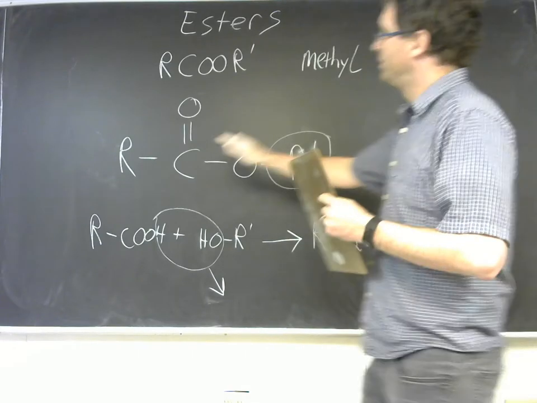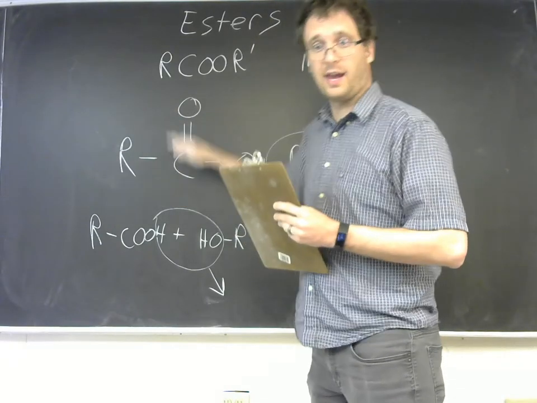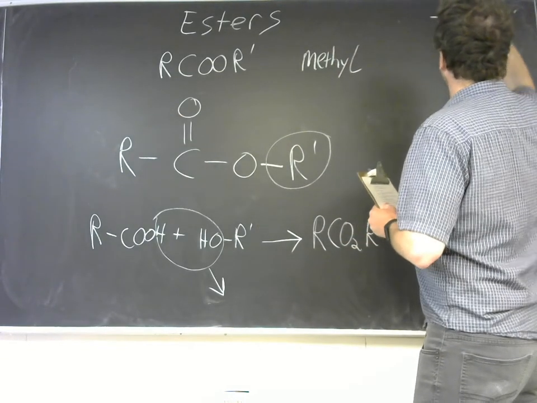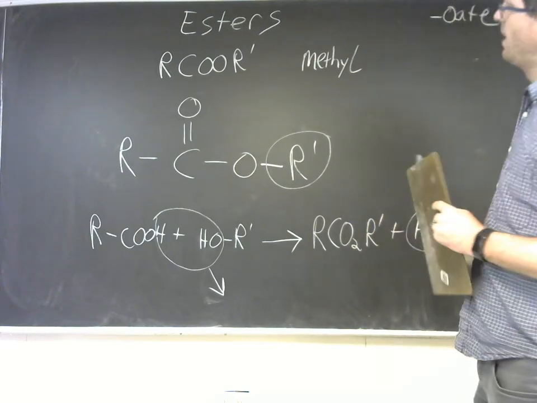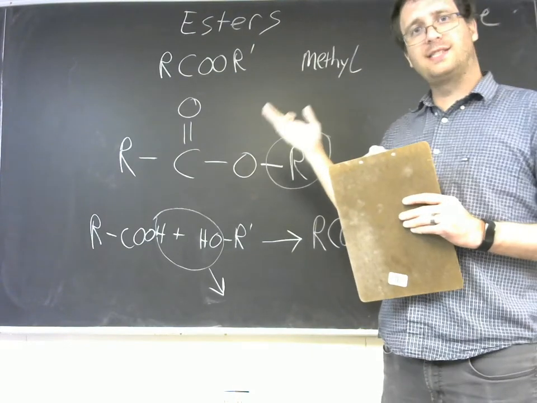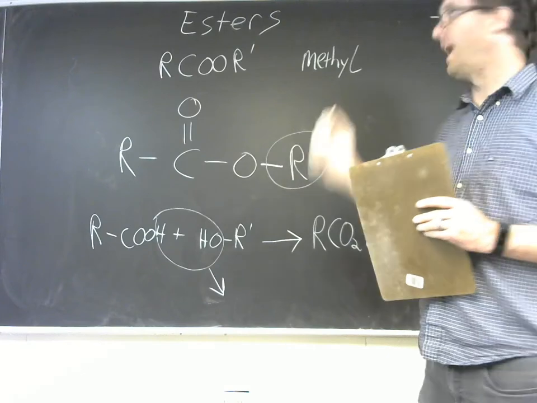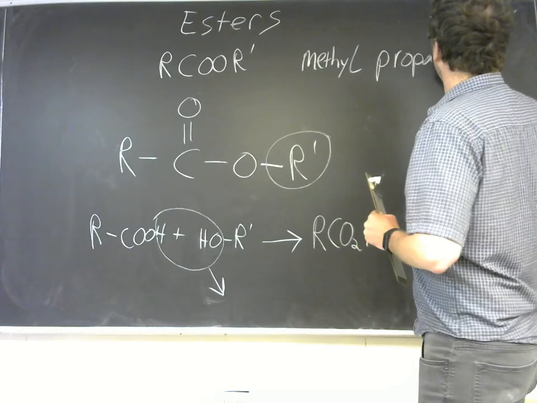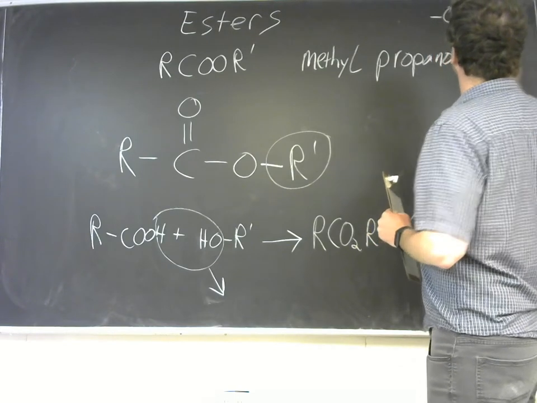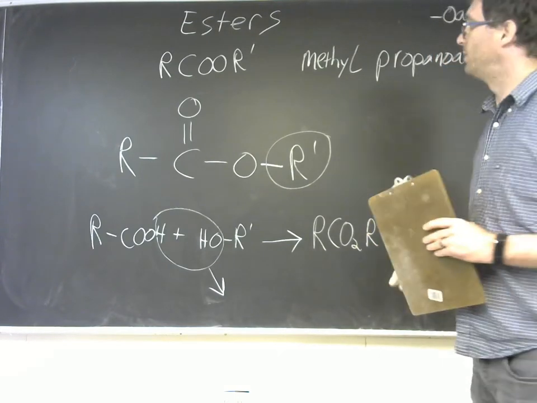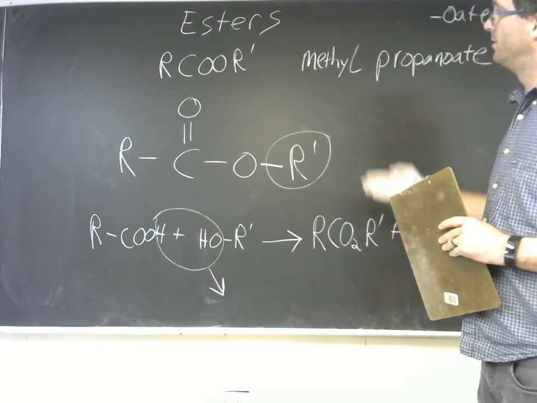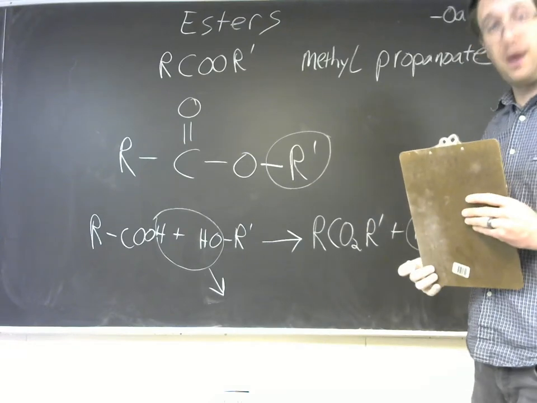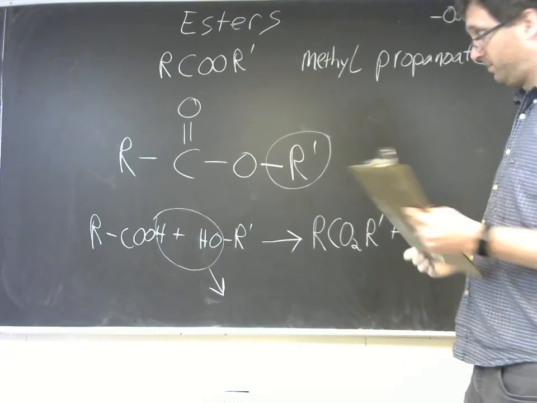and then you'll name your carboxylic acid with an -oate ending. So if we used propanoic acid, then this would be methyl propanoate. Methyl propanoate would be the ester formed by the union of propanoic acid and methanol.